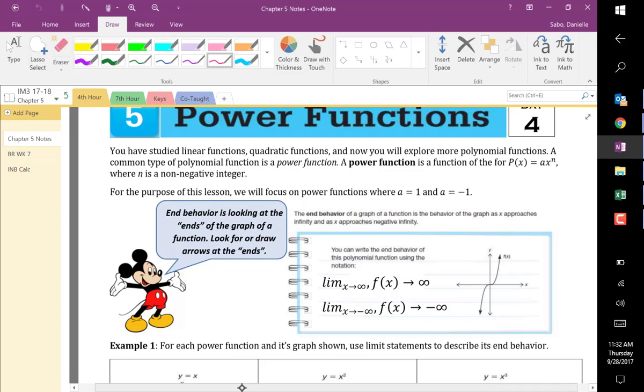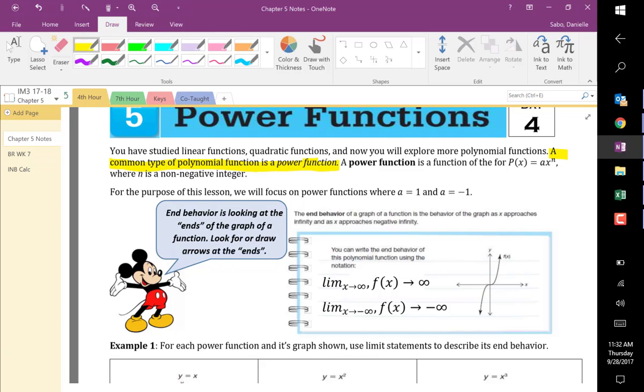You have studied linear functions and quadratic. Now we're studying power functions or polynomial functions, which have different directions. A common type of polynomial function is a power function. So with your yellow highlighter, because all of you should have a yellow highlighter, I want you to highlight: a common type of polynomial function is a power function. So for example, like x squared, x cubed, x to the 4th. There's no transformations going on. It's just x to the 4th or x cubed.